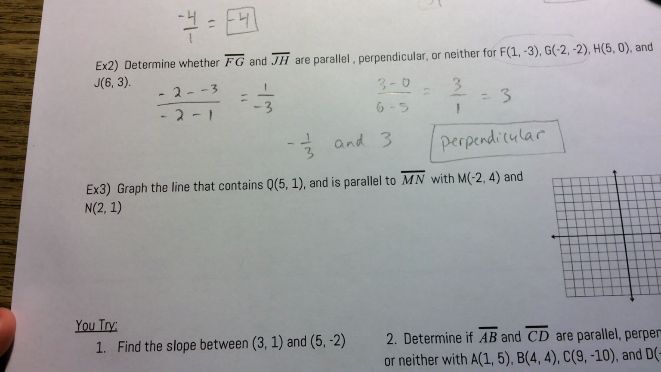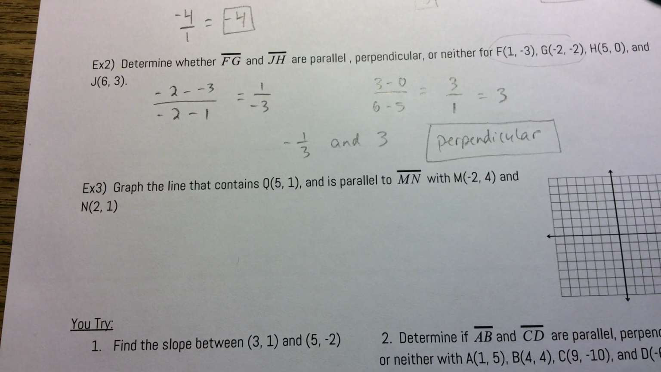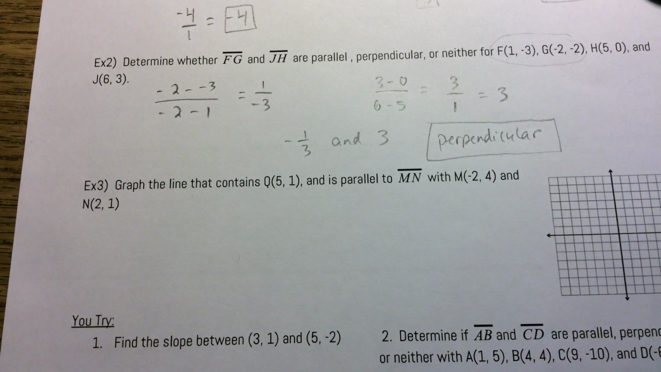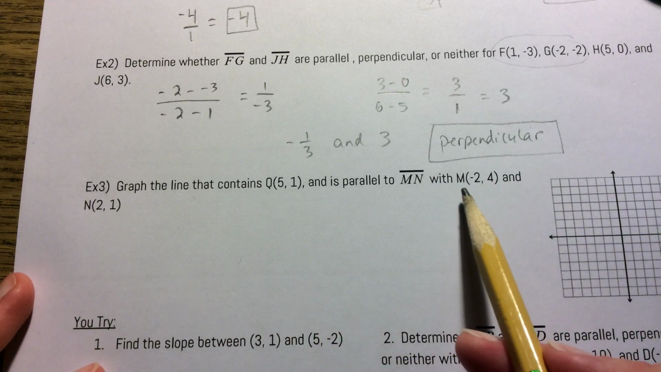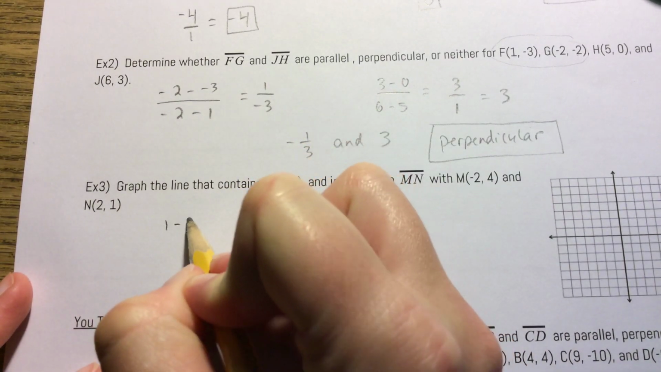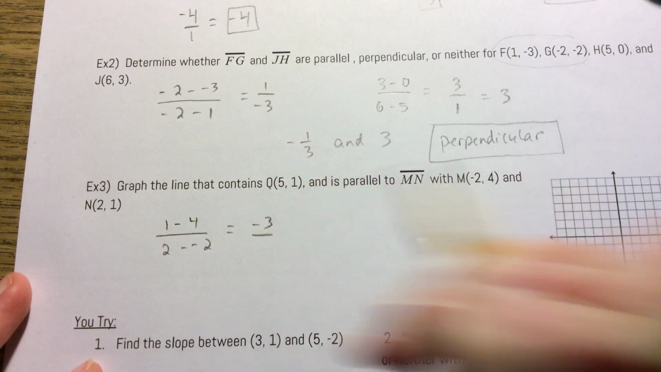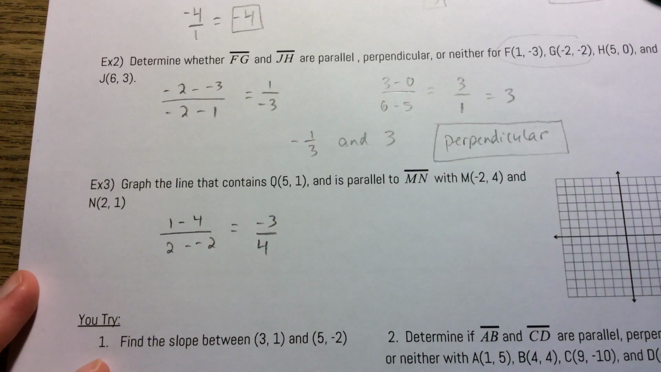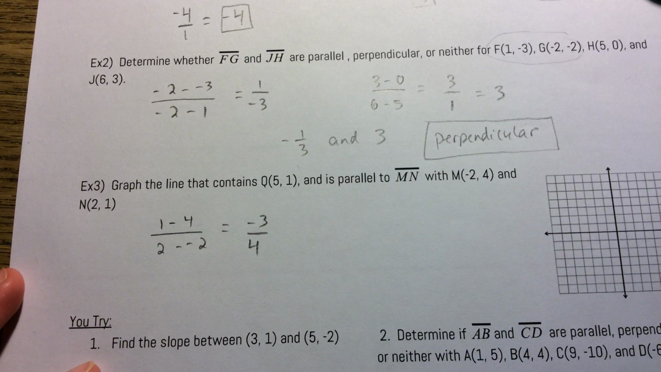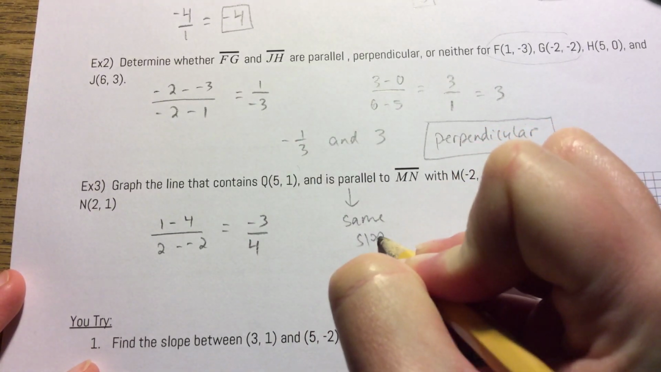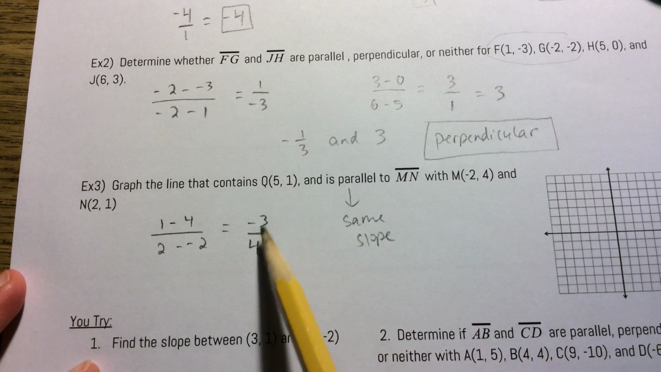Alright, last example. Graph the line that contains that point and is parallel to MN, with M being -2, 4 and N 2, 1. So let's find the slope of MN first. If I do 1 minus 4 over 2 minus -2, that gives me -3/4 for the slope of MN. Parallel lines mean it's the same slope. So it goes through this point and it's going to have this slope.